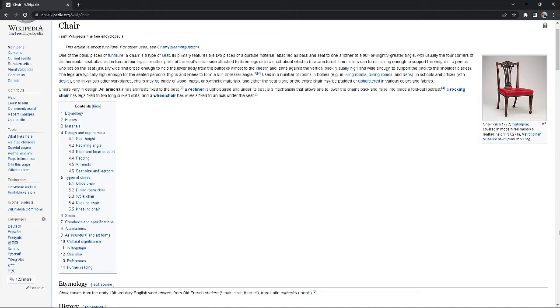5.4. Rocking chair. 5.5. Kneeling chair. 6. Seats. 7. Standards and specifications. 8. Accessories. 9. As sculptural and art forms. 10. Cultural significance. 11. In language. 12. See also. 13. References. 14. Further reading.